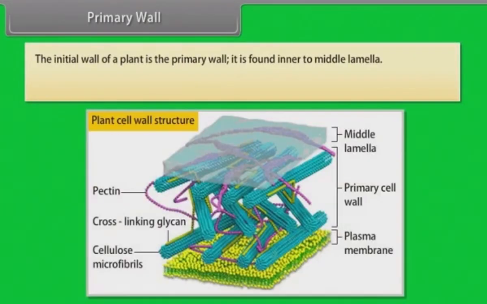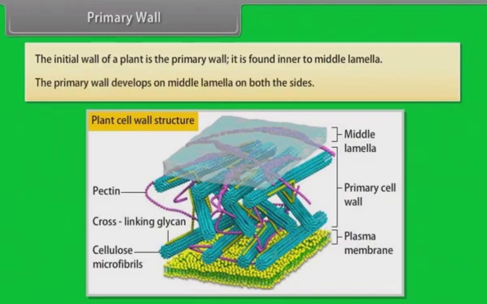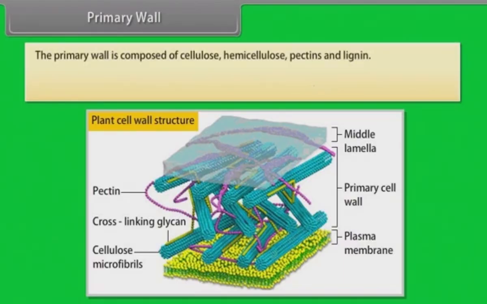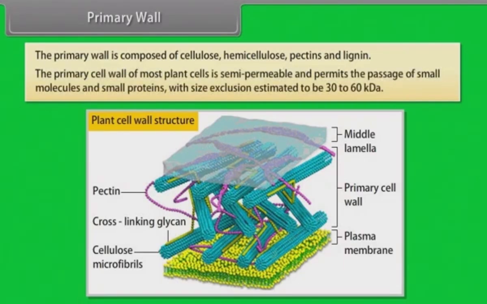Primary wall. The initial wall of a plant is the primary wall. It is found inner to middle lamella. The primary wall develops on middle lamella on both the sides. The primary wall is composed of cellulose, hemicellulose, pectins, and lignin. The primary cell wall of most plant cells is semi-permeable and permits the passage of small molecules and small proteins, with size exclusion estimated to be 30 to 60 kDa, or 30,000 to 60,000 atomic mass.